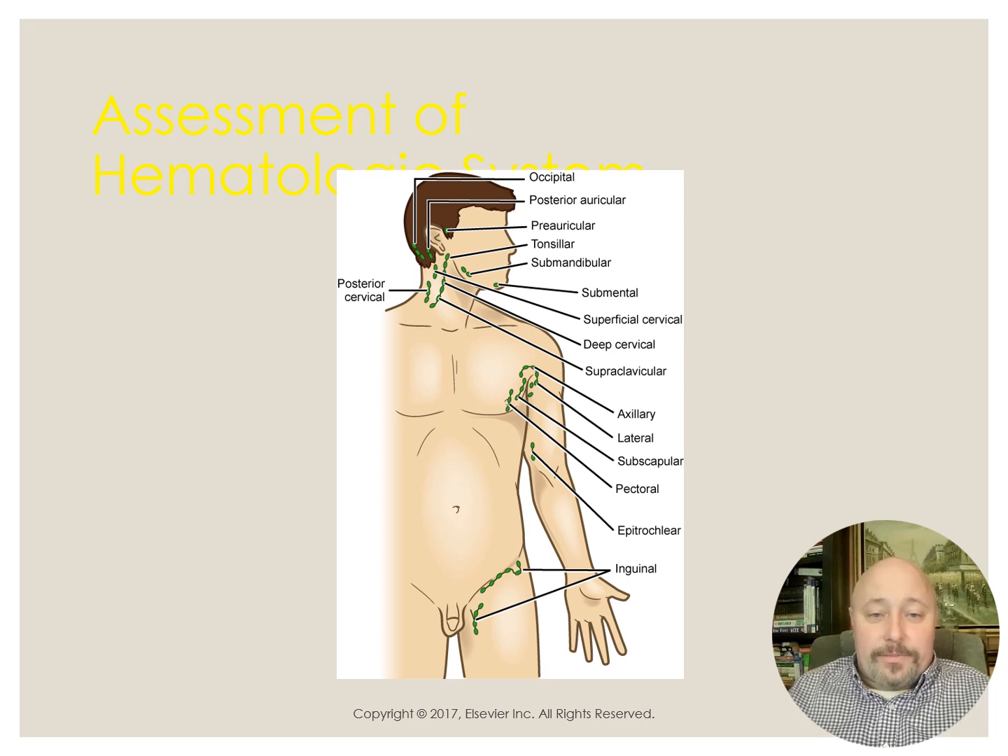Ordinarily, lymph nodes are not palpable in adults. If a node is palpable, it should be small, mobile, firm, and non-tender to be considered a normal finding. A node that is tender, hard, fixed, or enlarged is an abnormal finding, and it warrants further investigation.